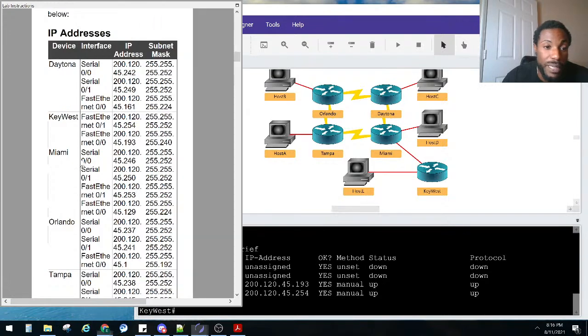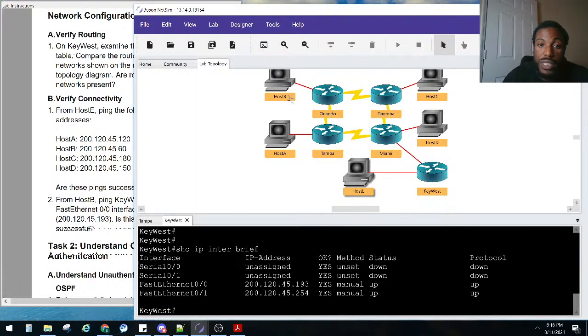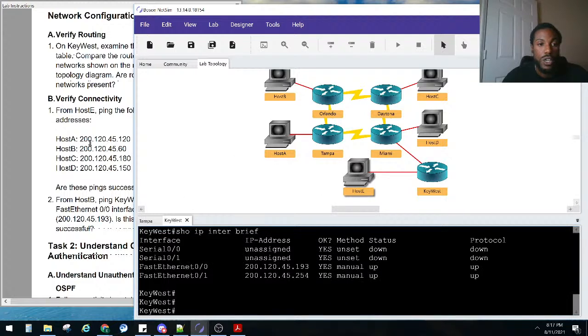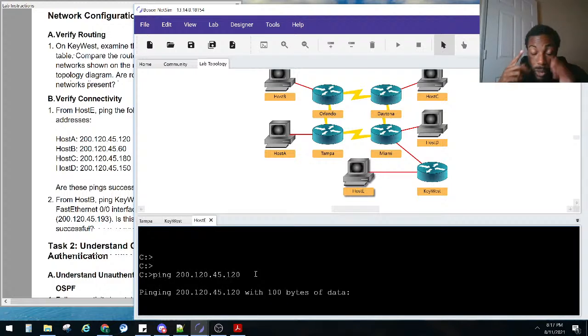Basic stuff. Verify connectivity from host E. Ping the following IP addresses. So we're gonna go from host E and then ping host A, B, C, and D. So from here to there, and then here to there, here to there, and here to there. I'm not gonna do all of them. I'm just gonna pick one and move on, right? So we'll ping host A, which is 200.120.45.120. So we'll go to host E and ping 200.120.45.120. And this is what I like about Boson NetSim.